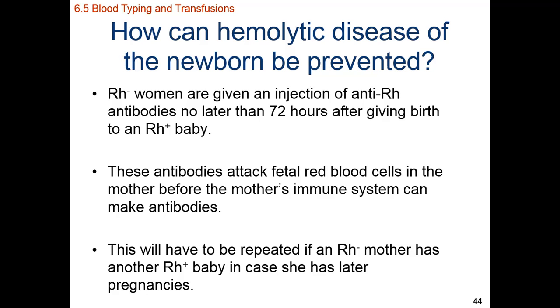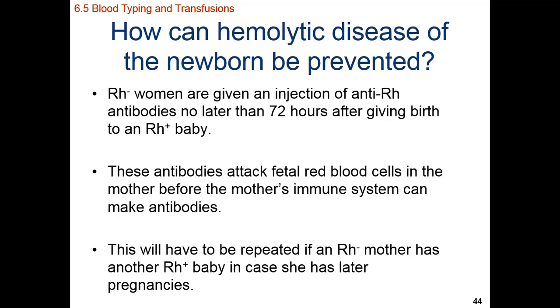We generally speaking are going to do this during the birthing process. These antibodies will attack the fetal blood cells that are in the mom's bloodstream and neutralize those fetal blood cells before mom's immune system can recognize them and respond to them. And this is going to have to be repeated every time a Rh negative mom has an Rh positive baby.